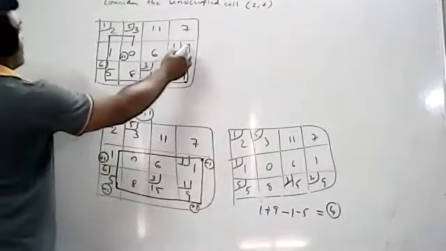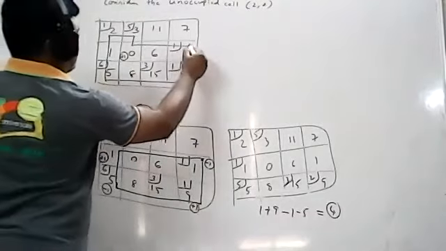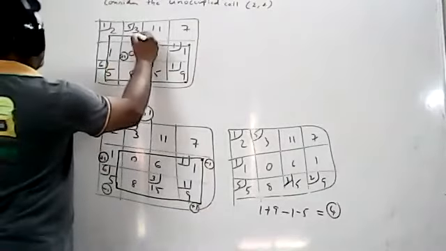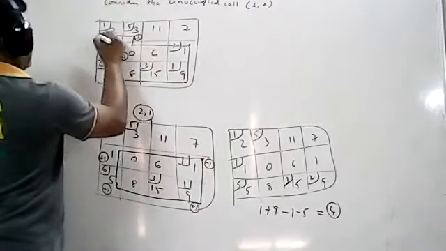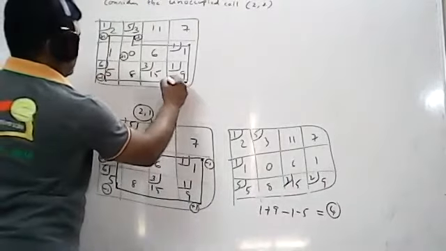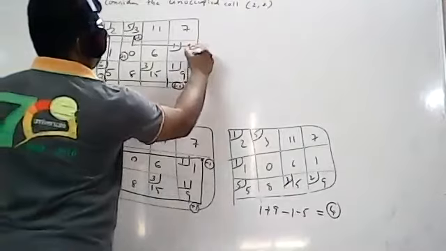Loop definition: a loop starts in the same cell and also ends in the same cell. So that's why I will join these cells. Wherever you are getting plus 1, this is minus 1. If this is minus 1, this is plus 1. If this is plus 1, this is minus 1. If this is minus 1, this is plus 1. If this is plus 1, this is minus 1.